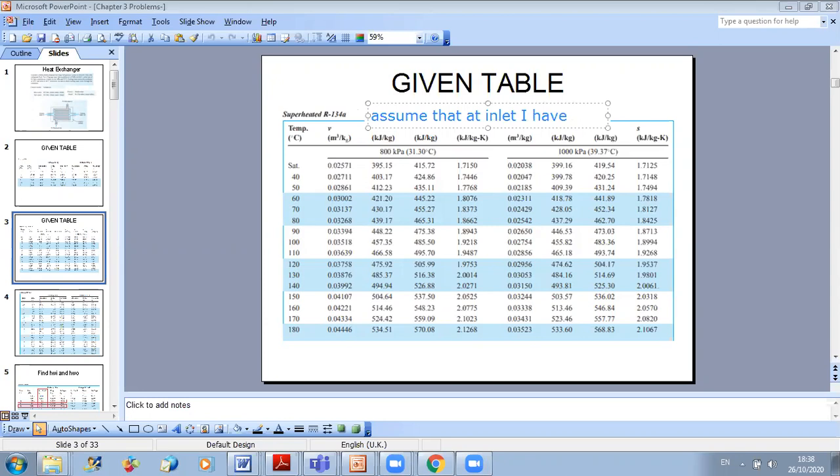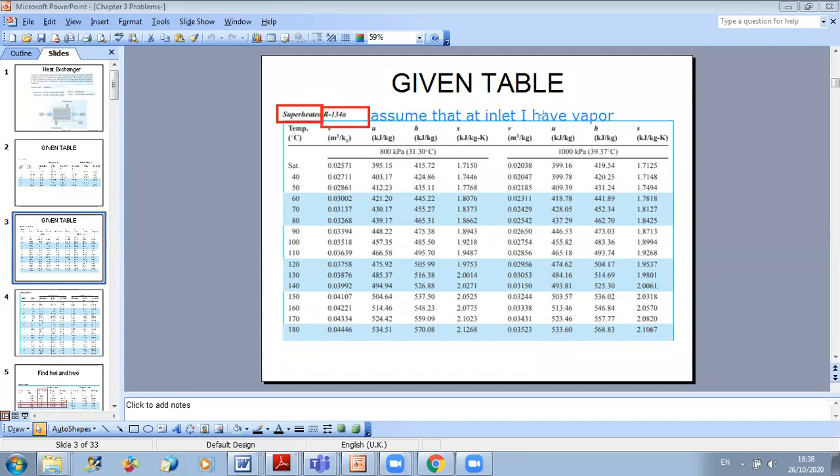How can I make sure of this? What are the conditions given for the refrigerant R134A? Always look, when you look at a table, you should look here. This will give you the description. This is for R134A, and this is for superheated.